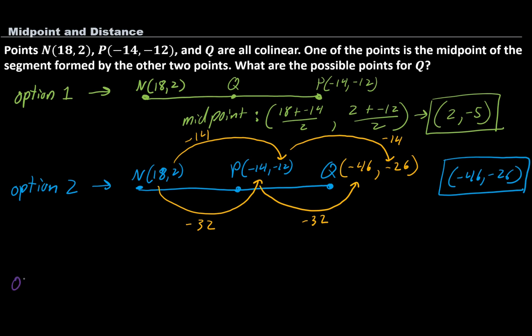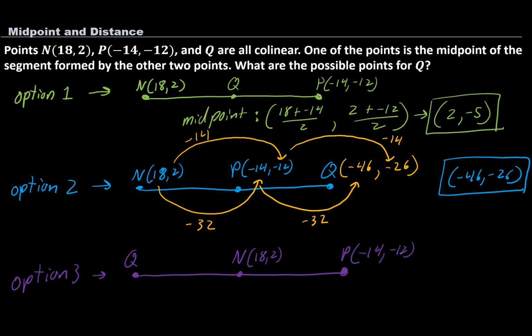And so then lastly, option 3, Q, instead of being at the end, is going to start our line. So then that makes N in the middle, and that makes P our other endpoint. And if that's the case, we just end up doing the same thing. So -14 to 18 would be plus 32. And negative 12 to 2 would be plus 14.